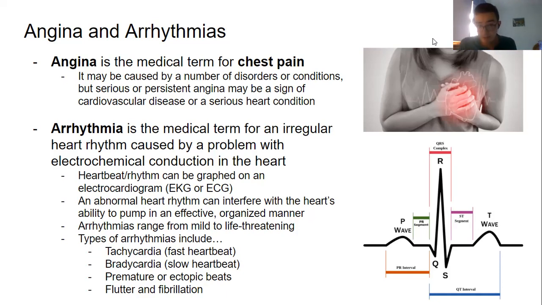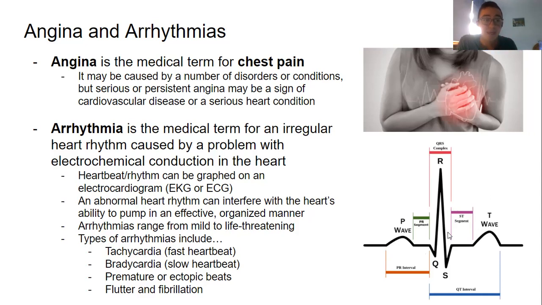Now, arrhythmia is the medical term for an irregular heart rhythm caused by a problem with the electrochemical conduction within the heart. So there are these electric signals that go through the heart and make it beat. And that can be detected by an EKG or ECG. You can see it right down there. Obviously, you don't have to memorize what each of these peaks and troughs mean, but just so you're aware, I'm sure you've seen these. And this is what a normal heart rhythm looks like when measured by an EKG machine.